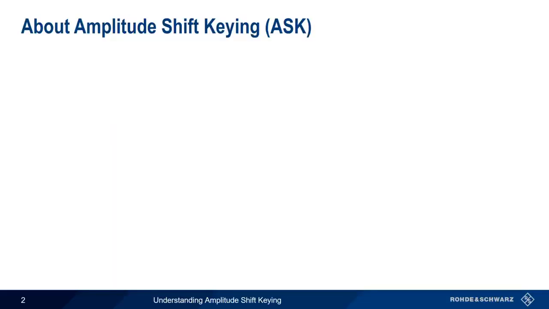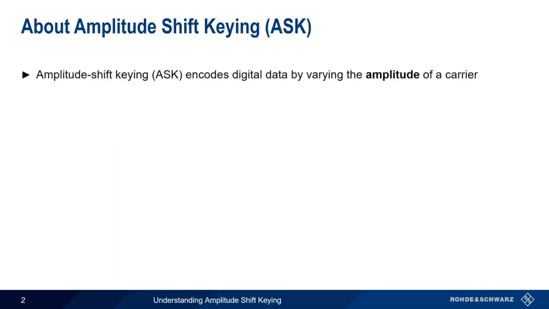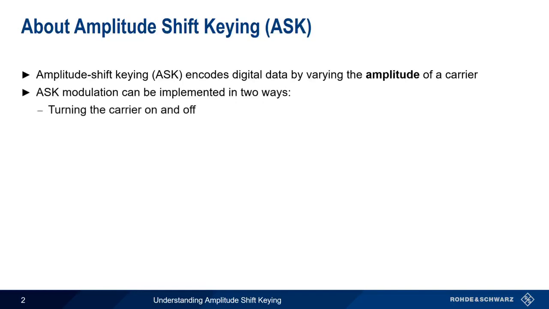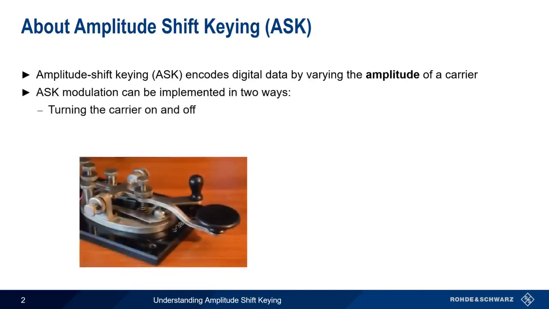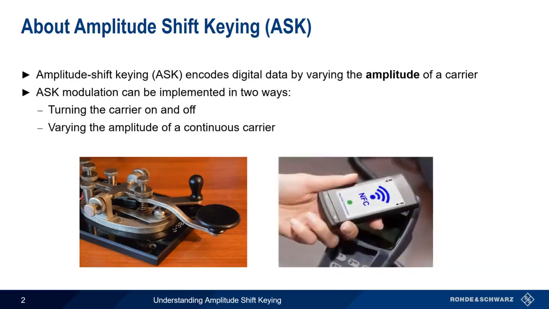As the name implies, amplitude shift keying, or ASK, is used to encode digital data by varying the amplitude of an RF carrier. There are two general ways in which we can implement ASK. The oldest and easiest method is simply turning the carrier on and off, which is how Morse code is normally sent. The other method is varying the amplitude of a continuous carrier between two or more different levels, all of which are non-zero. An example of this is near-field communications, or NFC.